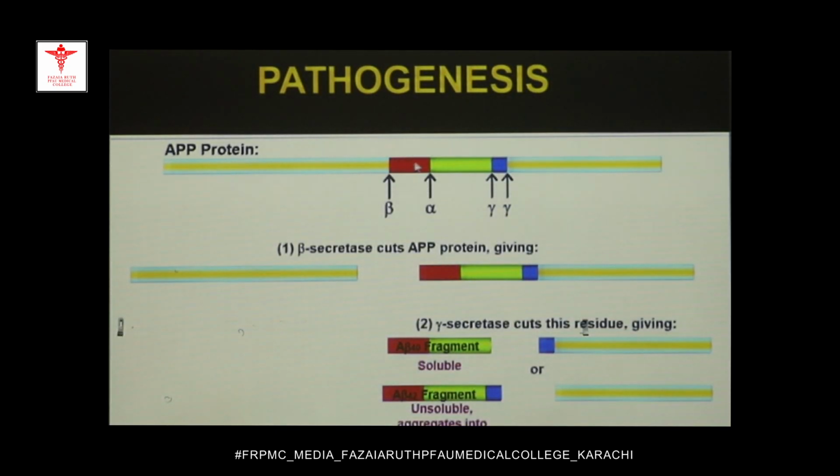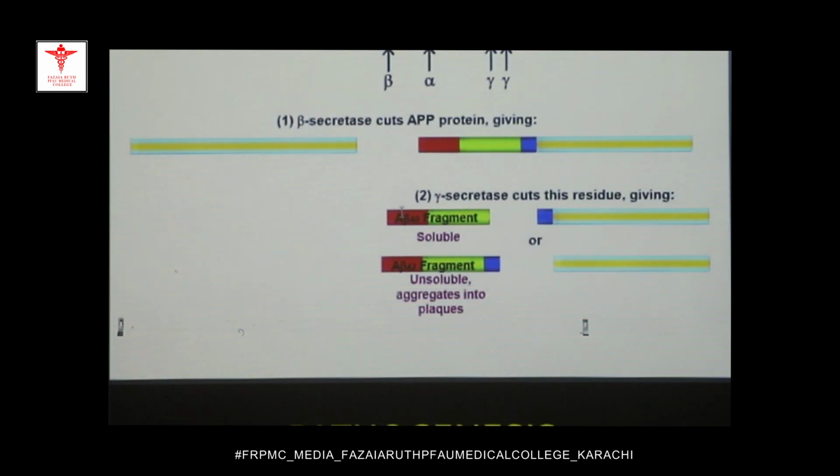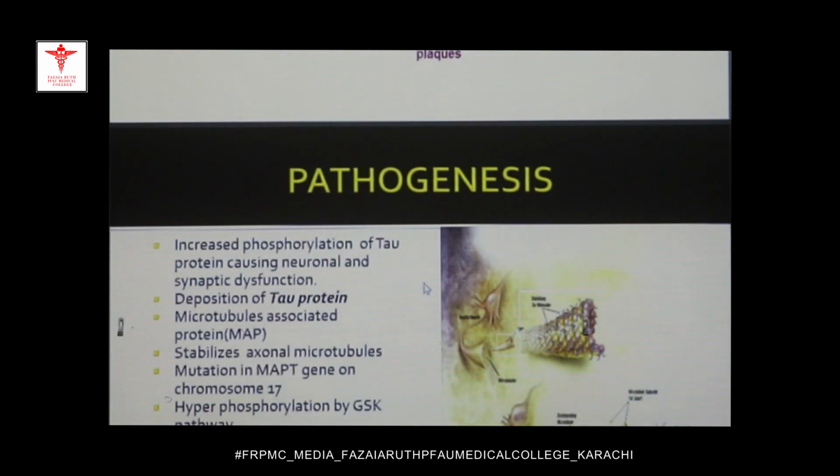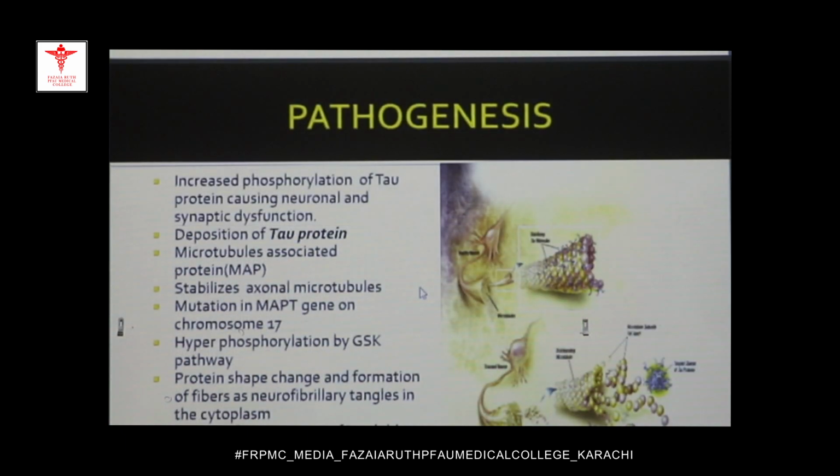Now, if you see this segment and this segment also, when there is cleavage by beta secretase or base enzyme, this results in the formation of insoluble aggregates into plaques known as A beta 42. It is in fact this segment which is neurotoxic. Other abnormal protein which is accumulated is tau protein.